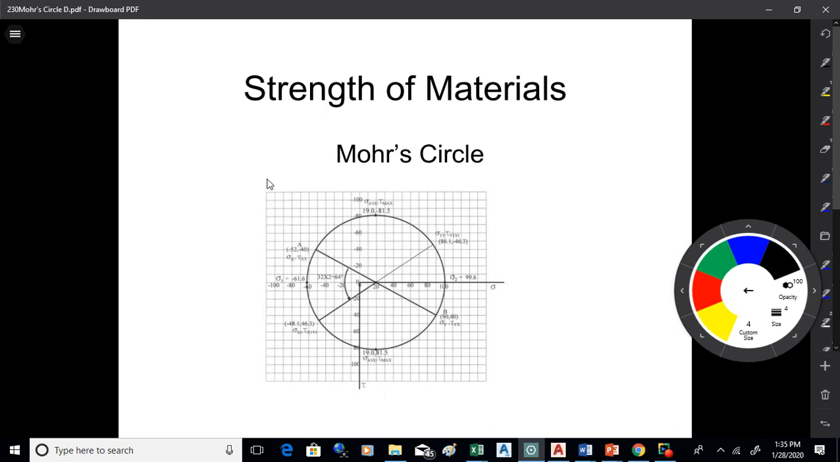It was developed by an engineer called Mohr, and so it's called Mohr's circle. And Otto was pretty smart, I think. Now the thing to understand about this is it's a graphical calculation tool to find stresses. That's what it is. Okay.